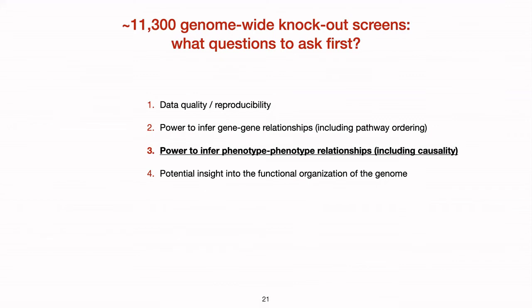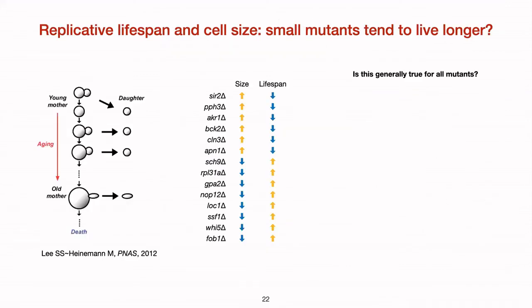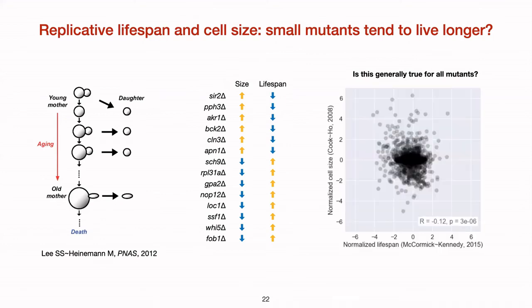All right, very quickly, phenotype-phenotype relationships. It all comes down to the fact that, similar to genes, some phenotypes are related. If you compare 2 phenotypes, like in this case lifespan and cell size, that have been hypothesized to be related, if you look at a gene-by-gene comparison, there doesn't seem to be a strong relationship between them.